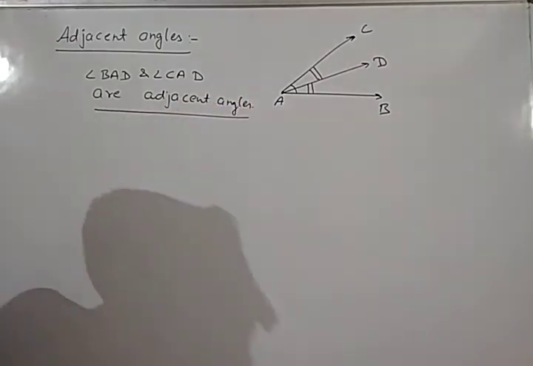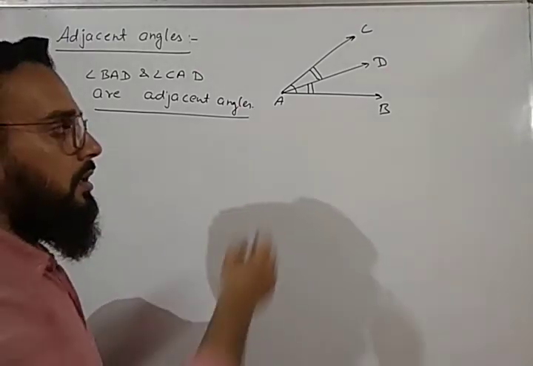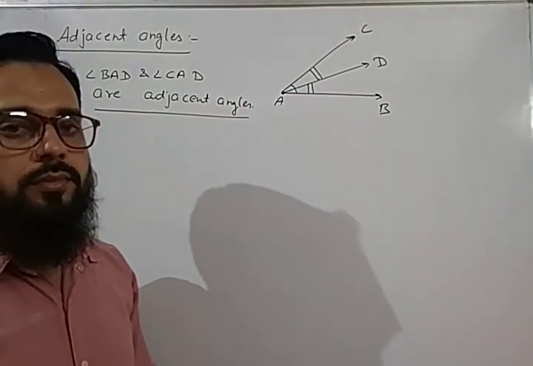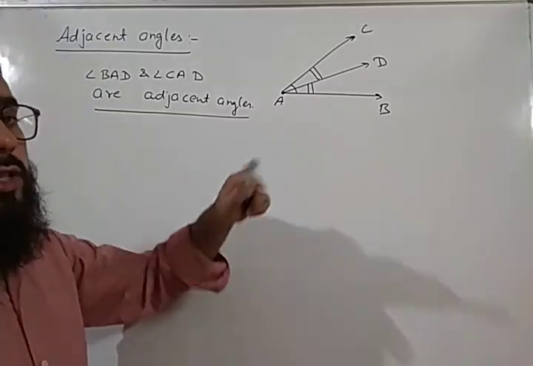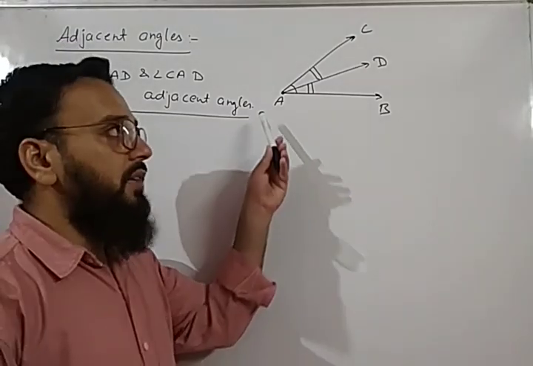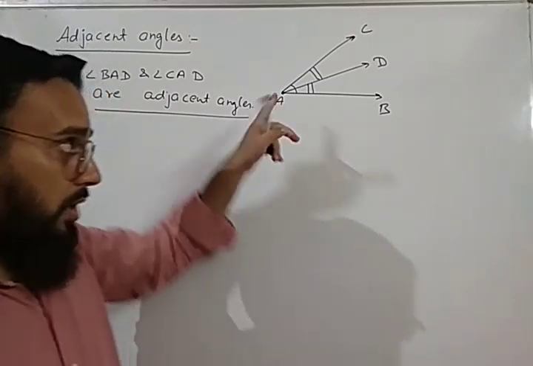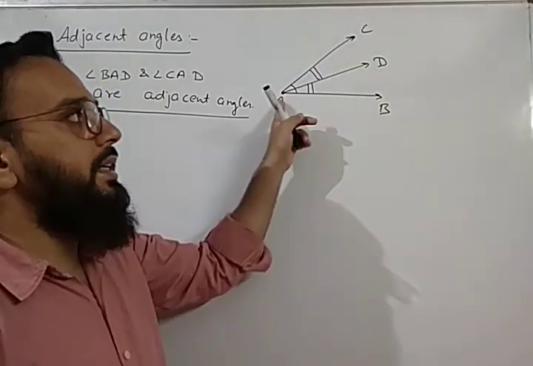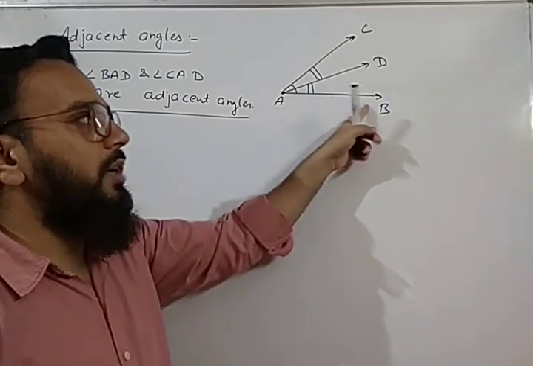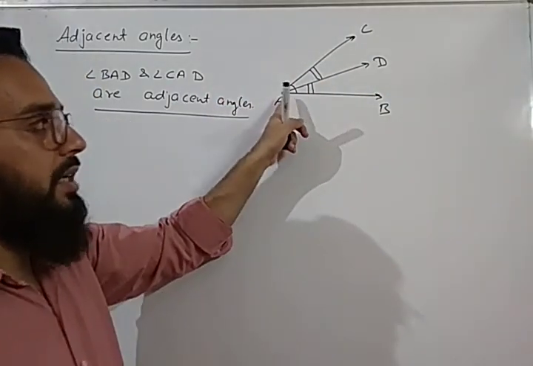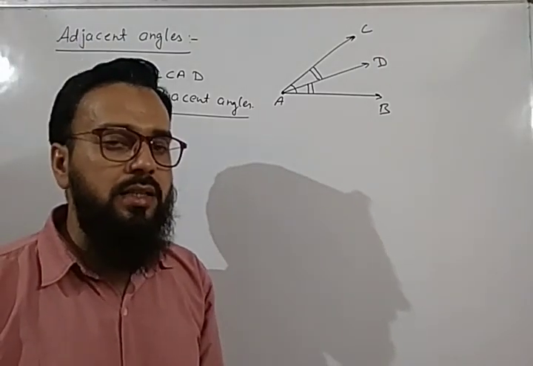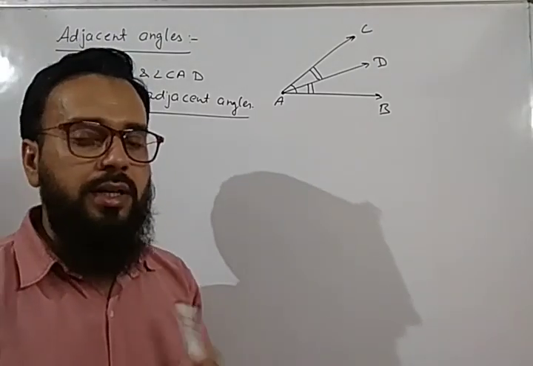Okay, so what is the main property of adjacent angles? The vertex of the adjacent angles is common. Whenever we have two adjacent angles, they will have a common vertex. For example, in this case, A is the common vertex for both angles, angle CAD and angle DAB or angle BAD. So the first property of adjacent angles is that there is a common vertex.